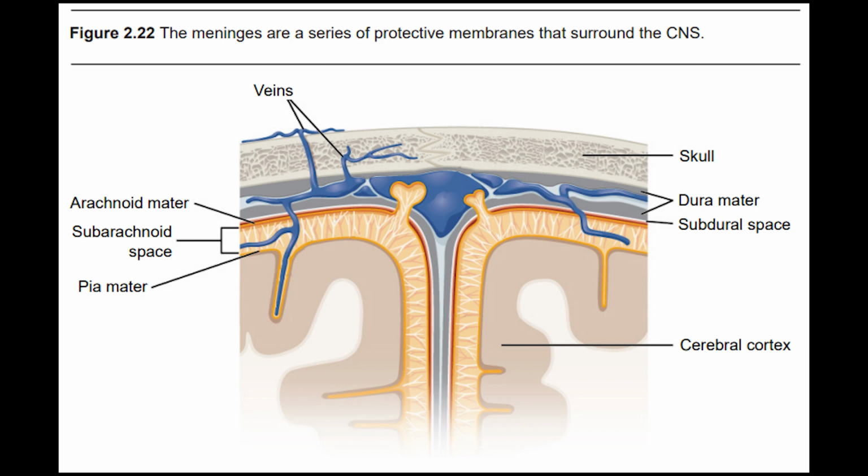3. Pia mater. The pia mater is the third layer of the meninges. It is very fragile and in direct contact with the surface of the brain. It closely follows the sulci and gyri. The name means pious mother.